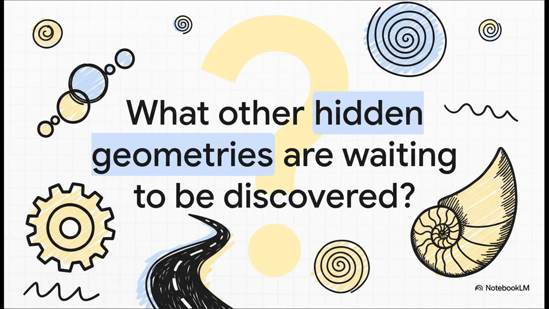So the next time you see a gear turning, or you're driving around a smooth bend in the road, or maybe even just pick up a seashell on the beach, I want you to remember that hidden dance of kissing circles, evolutes, and involutes that's happening just beneath the surface. It really makes you wonder, doesn't it? What other hidden geometries are just waiting out there to be discovered in the objects we see every single day?